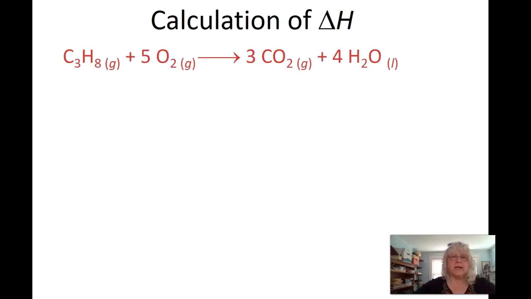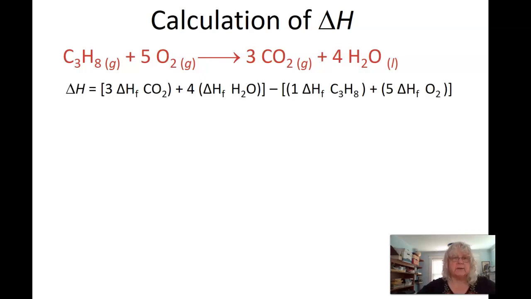So C3H8 and oxygen goes to carbon dioxide and water. So I'm going to use this idea that I can look up the heat of formation of everything in that equation, and if I do that for the products and subtract the reactants, I'll get the heat of reaction. So I start by filling in what my products are, CO2 and water. My coefficients are there.